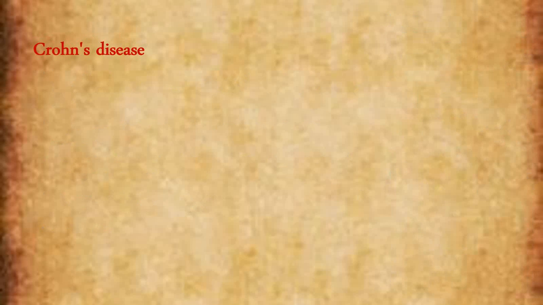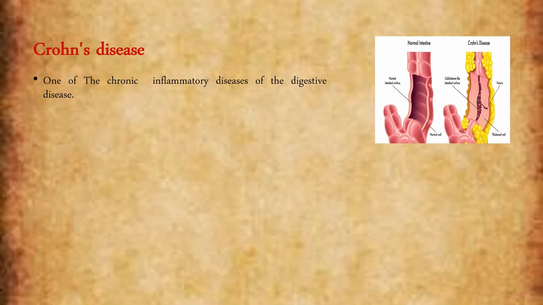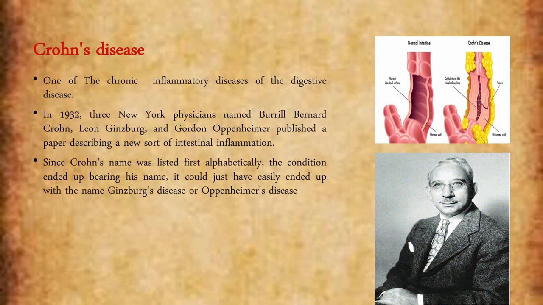Crohn's disease, another lucky doctor. It is one of the chronic inflammatory diseases of the digestive tract. In 1932, three New York physicians named Burrill Crohn, Leon Ginzburg, and Gordon Oppenheimer published a paper describing a new sort of intestinal inflammation. Since Crohn's name was listed first alphabetically, that's why the disease is still called Crohn's until now. Also, it could have been named after either of his two colleagues.